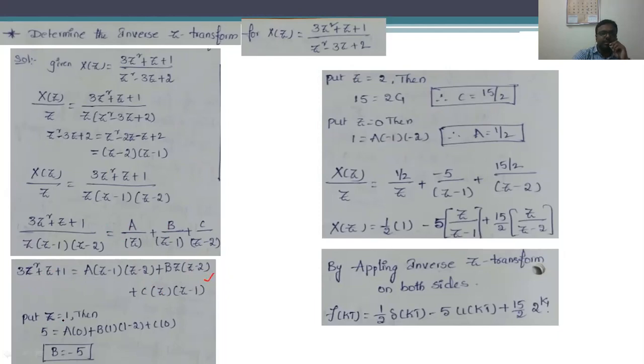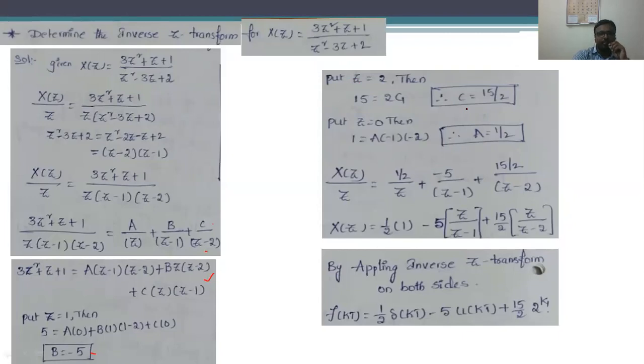So upon substituting the value of z is equal to 1, we are going to get the value of b as minus 5. In order to obtain the value of c, we have to substitute the value of z as 2. Upon substituting z is equal to 2, we are going to get the value of c as 15 by 2.